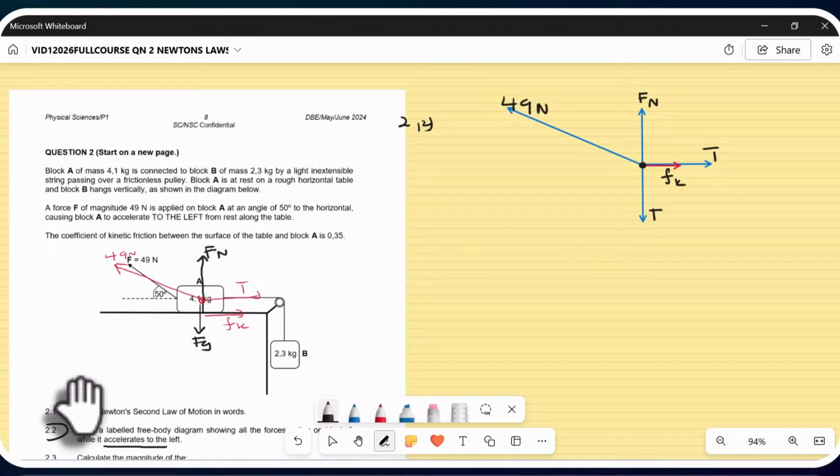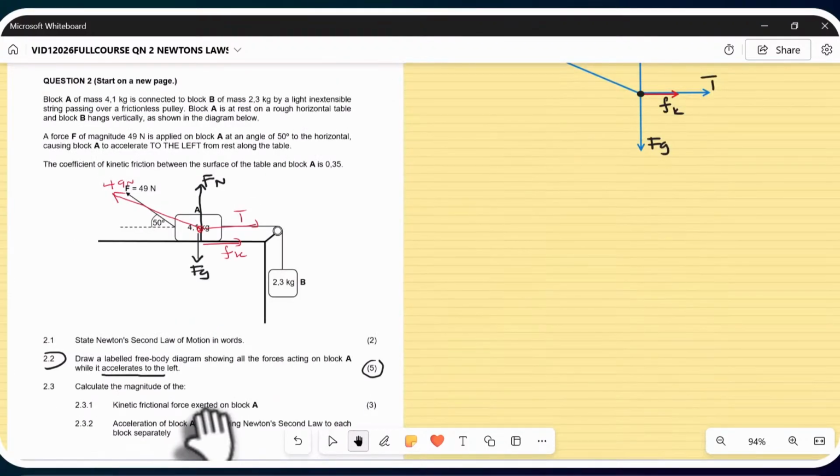Then they say, after doing the free body diagram, what must we do next here? They say calculate the magnitude of the frictional force exerted on block A. Now guys, listen carefully here. I'm looking for the kinetic frictional force on block A. Now listen carefully here.